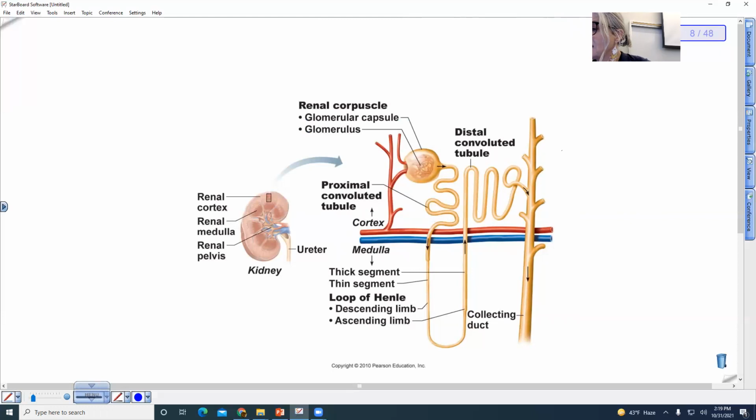You'll notice that there is more than one connection here, so there would be more than one nephron draining into the collecting ducts. From the collecting ducts, remember that the urine is produced, it drips out of the minor calyx into the major calyx and then into the renal pelvis, and then it goes via the ureter to the bladder. This is the structure of the nephron, and it does the filtration and then the modification of the filtration, which we're going to talk about in a little bit.